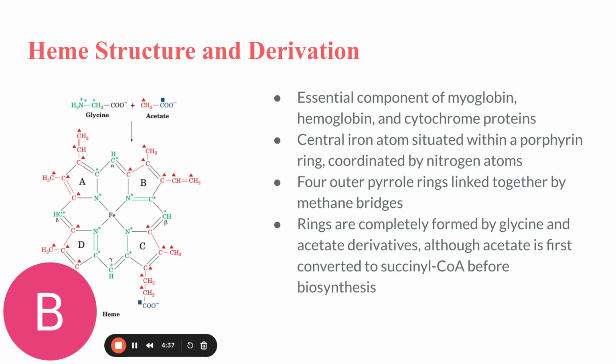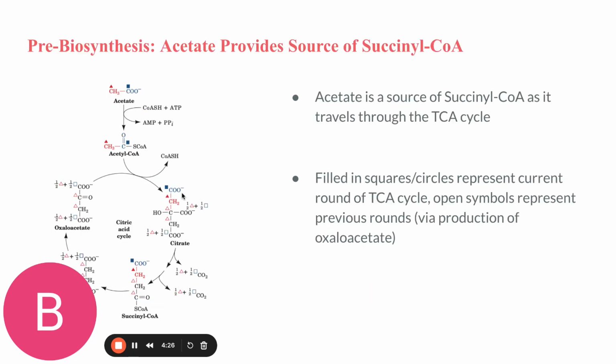There are four outer chiral rings linked together by methane bridges that are completely formed by glycine and acetate derivatives, although acetate is first converted to succinyl-CoA before biosynthesis. Here, we see acetate being a source of succinyl-CoA as it travels through the citric acid cycle. On the left, we see filled-in squares and circles representing current rounds of the TCA cycle, and open symbols represent previous rounds, and basically it shows that acetate forms the carbon atoms and oxygen atoms of succinyl-CoA over time.